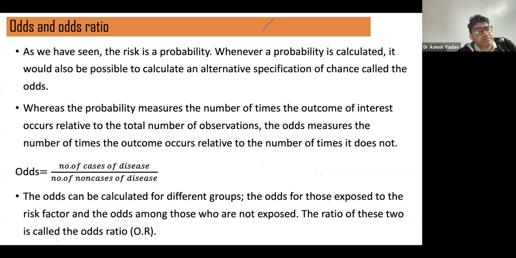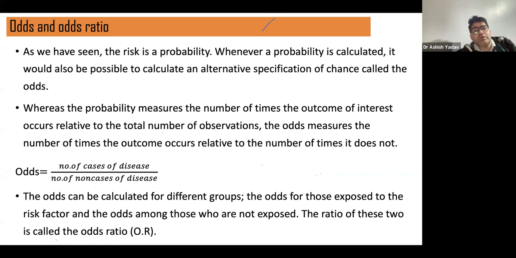We have number at risk, number disease divided by number at risk. Okay, favorable divided by total number of observation. So it's a probability. Sometimes we are more interested in comparing what will happen if we compare the probability of the event happening divided by the probability of the event not happening, which we call odds. So odds is number of cases of disease divided by number of non-cases of disease. Odds can be calculated for different groups: the odds for those exposed to the risk factors and the odds among those who are not exposed.